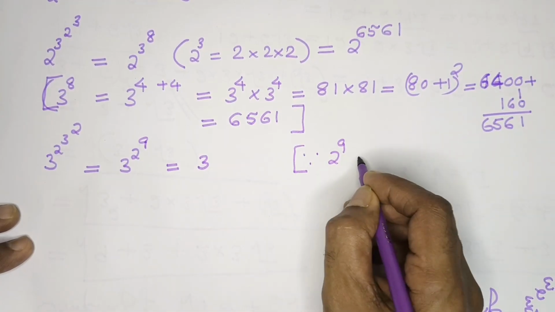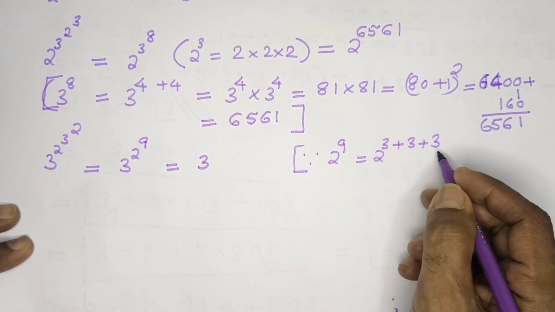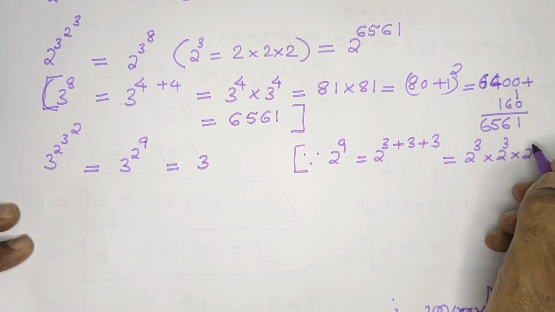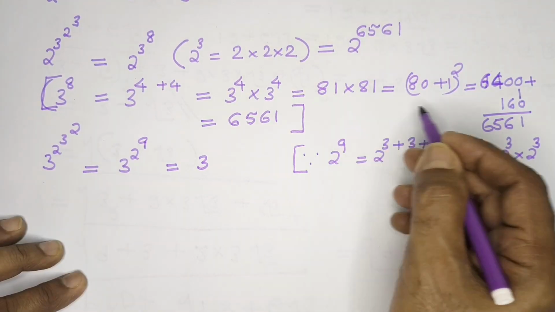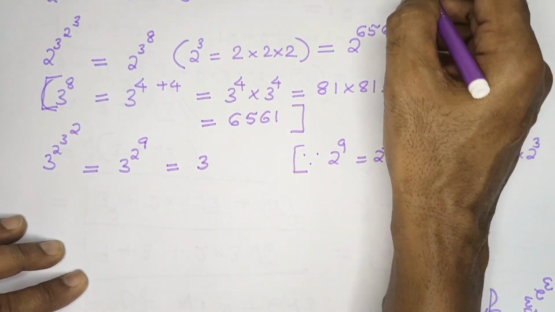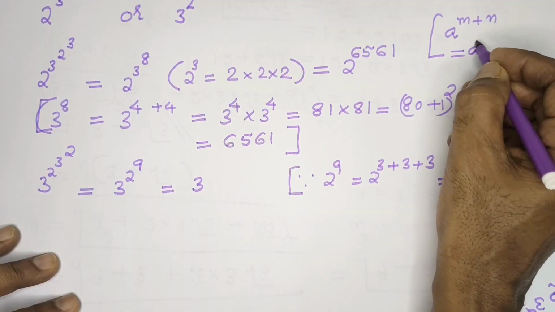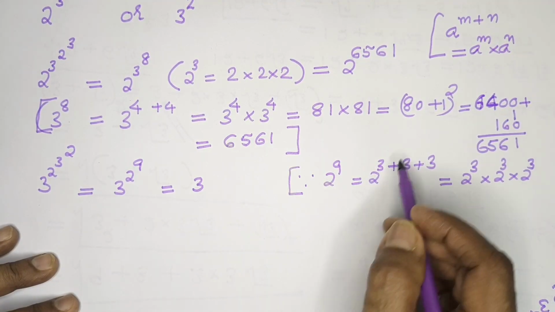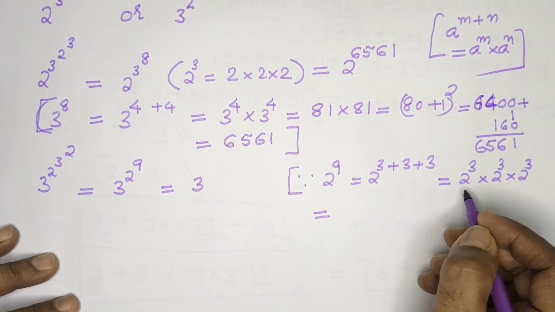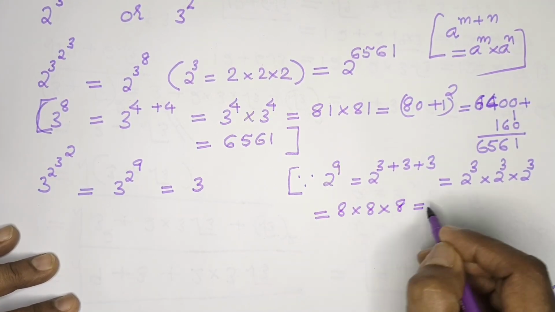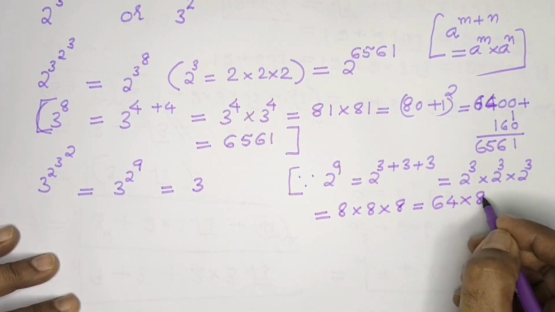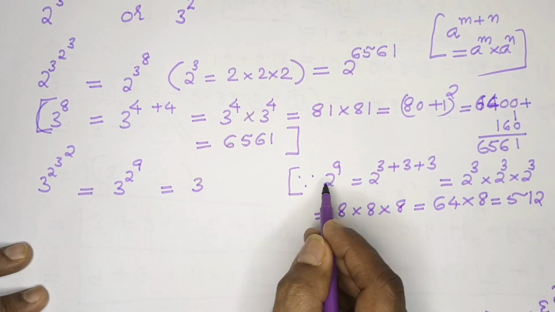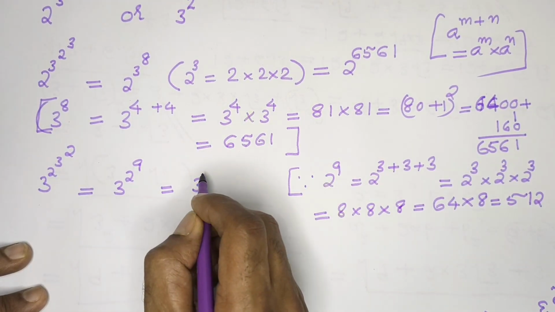2 to the power 9, you can split this way: 2 to the power 3 plus 3 plus 3, which is 2 to the power 3 multiplied by 2 to the power 3 multiplied by 2 to the power 3. See, all these simplifications are based on a to the power m plus n equal to a to the power m multiplied by a to the power n. We use that here and we are using that here also. Now this is 2 cubed, 8. 8 multiplied by 8 is 64, multiplied by 8. This is 512. So this 2 to the power 9 we have simplified to 512.